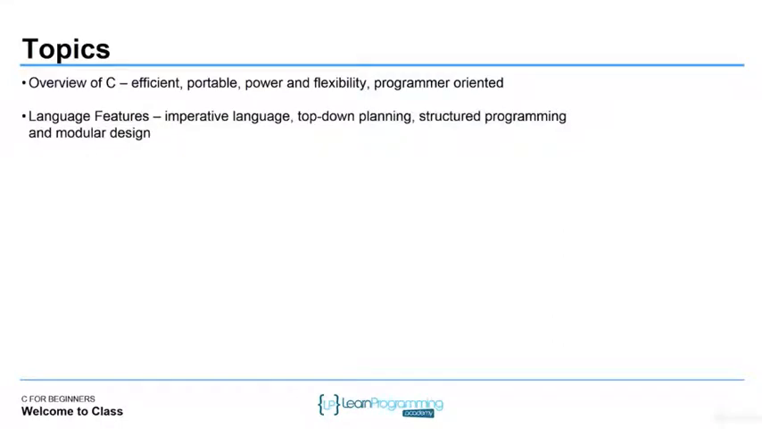C is an imperative language. This is the most modern type of language. It's organized around functions. It has a module design. It's a structured programming language. And you can also have top-down planning when you're writing your code.